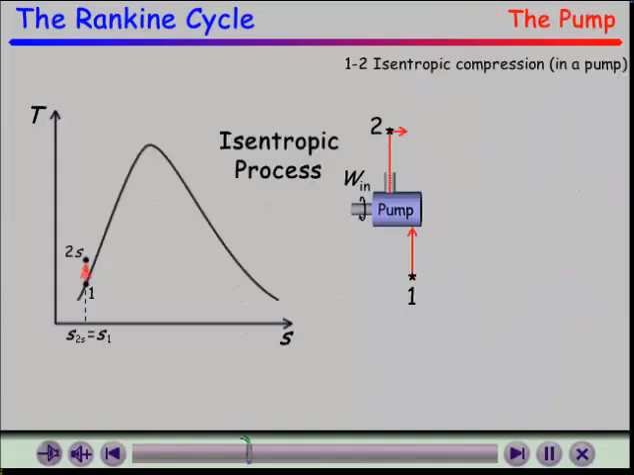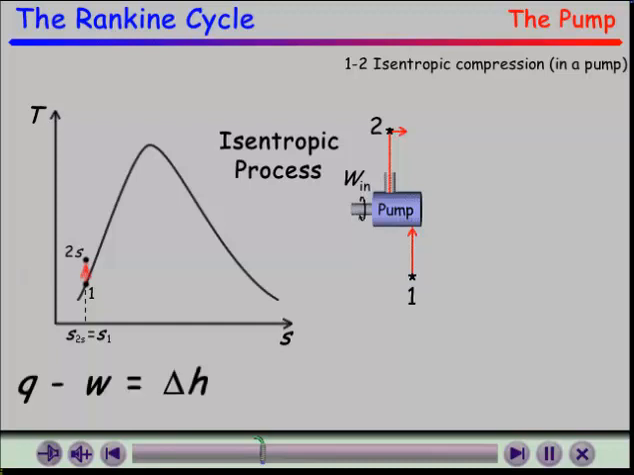The pump raises the pressure of the saturated water at point 1 to the operating pressure of the boiler at point 2. The temperature of the water increases somewhat due to the slight decrease in the specific volume of the water during the compression process. This small temperature increase is greatly exaggerated for clarity on the TS diagram.